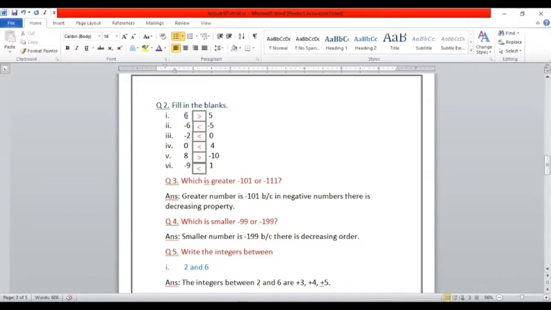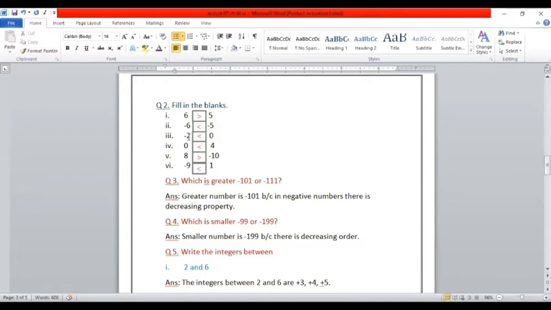Dear student, we will keep the arrow at 6 and decide what is the position of 6 from 5. 6 is greater than 5. We will write the symbol for greater. Here -6, what is the relation of -6 with -5? -6 is less than -5. We will keep the right opening symbol in mathematical form.